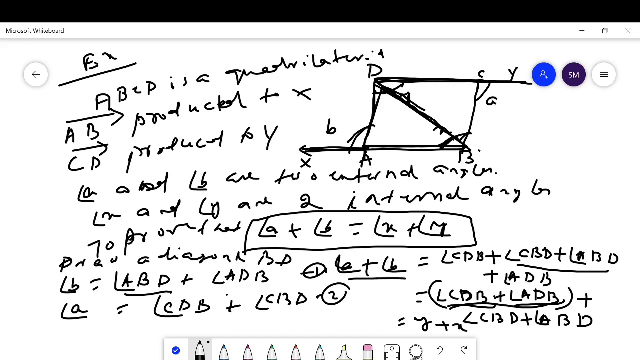Then we come to the conclusion that angle A plus angle B is equal to angle X plus angle Y. Hence proved: angle A plus angle B is equal to angle X plus angle Y.